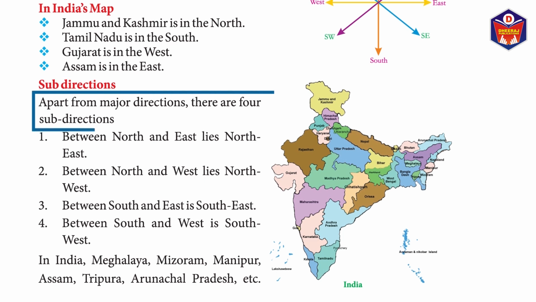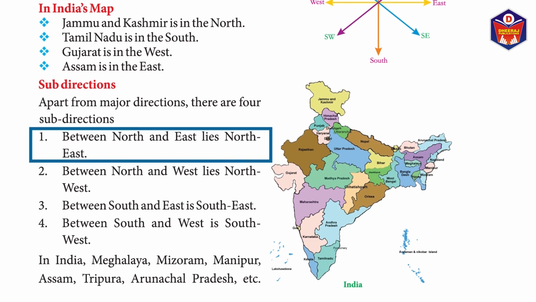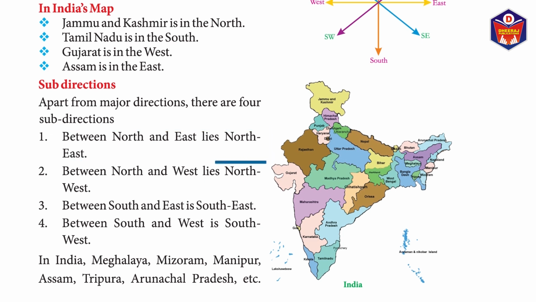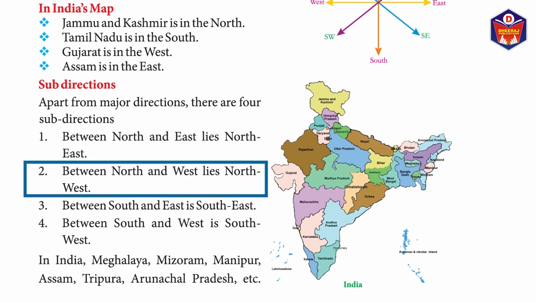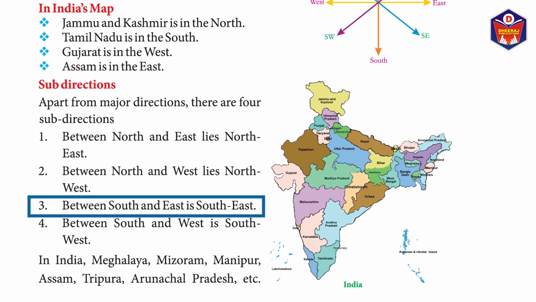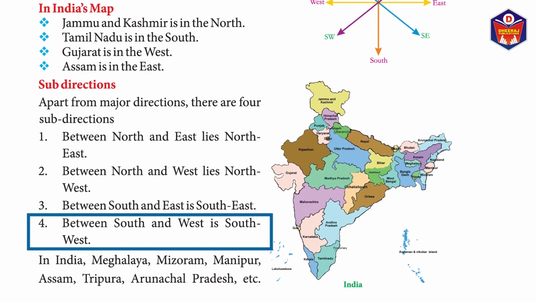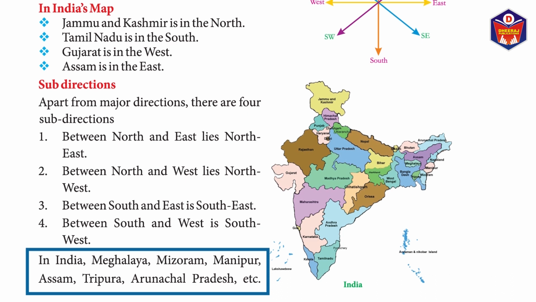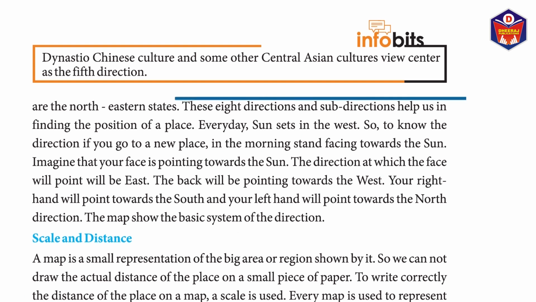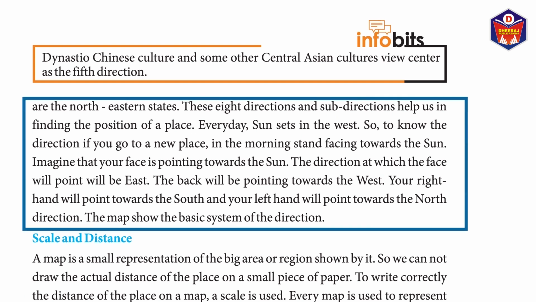Subdirections. Apart from major directions, there are 4 subdirections. 1. Between north and east lies northeast. 2. Between north and west lies northwest. 3. Between south and east is southeast. 4. Between south and west is southwest. In India, Meghalaya, Mizoram, Manipur, Assam, Tripura, Arunachal Pradesh, etc. are the northeastern states. These 8 directions and subdirections help us in finding the position of a place.